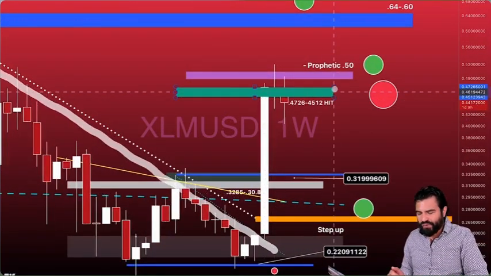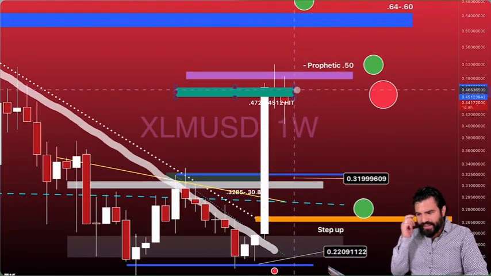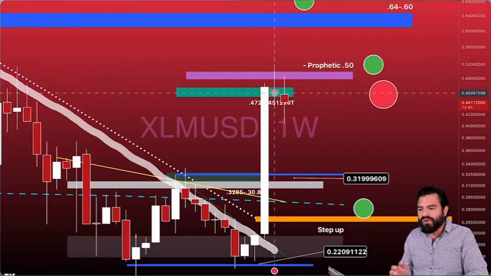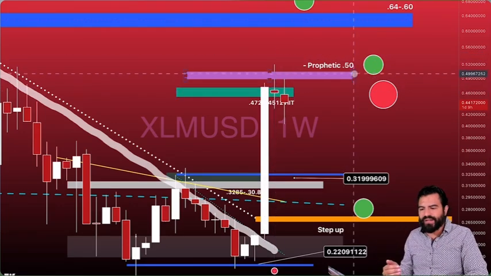This target was hit, 47 cents to 45 cents. We stopped right about there. The next candle over, we weren't able to clear it. We did hit the prophetic number of 50 cents. You know how I draw these for you guys all the time?